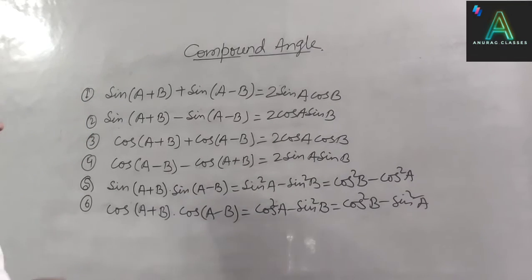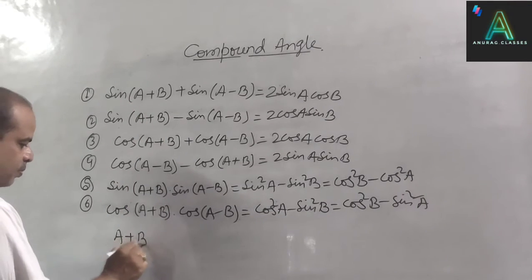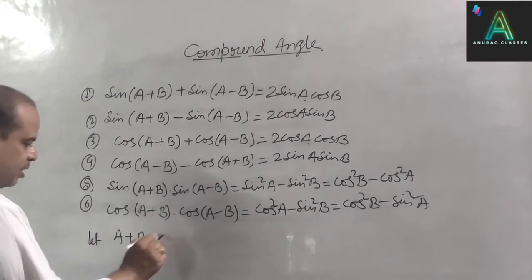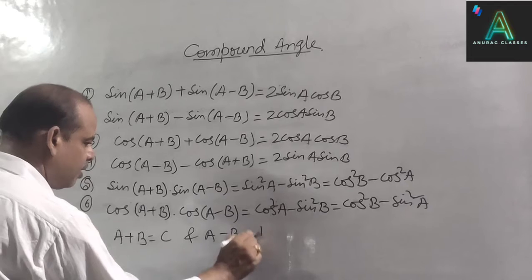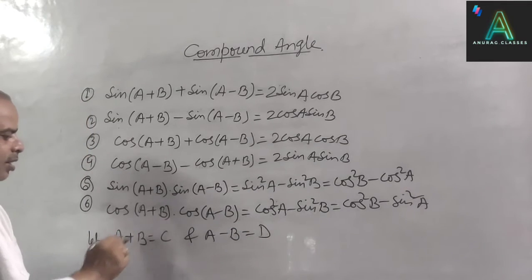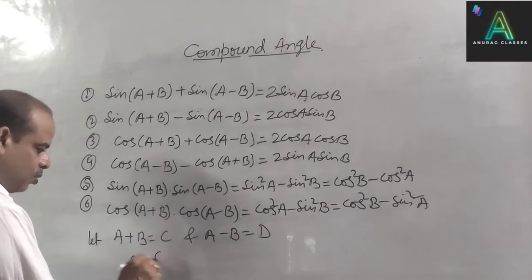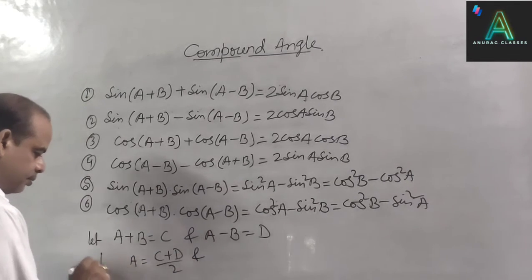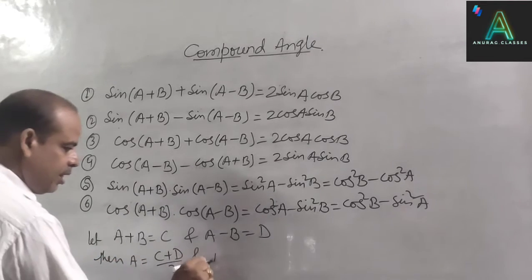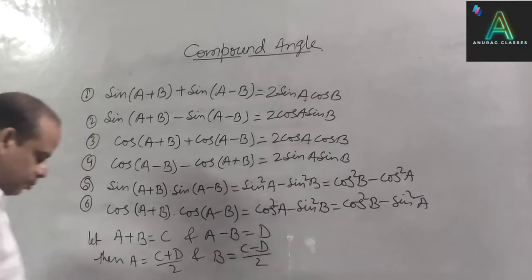Now see some more results. See here, what happens if we put C for A plus B? Let A plus B be equal to C and A minus B be equal to D. Then very easily you can conclude that A is equal to (C plus D) by 2 and B will be (C minus D) by 2.